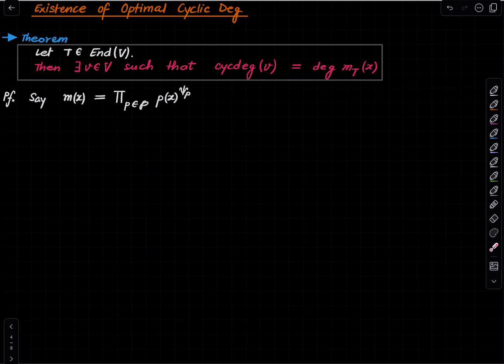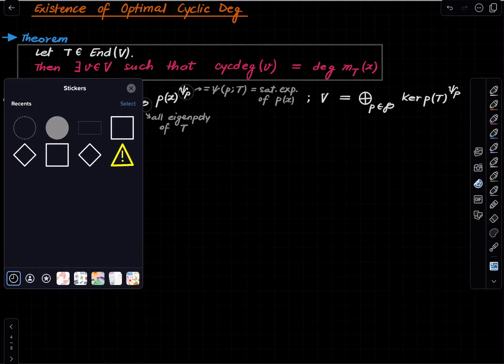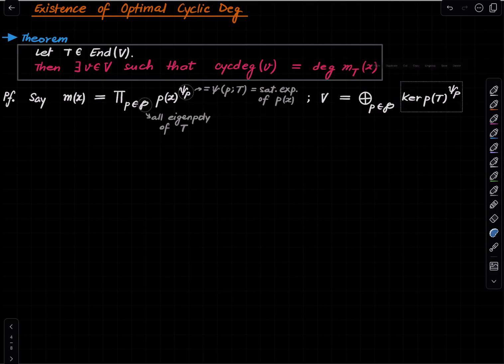So what have I written? Let me make that precise. This is the set of all the eigenpolynomials of T. So that's a notation. And this thing over here is the saturation exponent of P. Okay. All right. And we know by the primary decomposition theorem that the vector space is the direct sum, right? And another notation that we will develop here, that thing is what we will call VP. Convenient notation, that's all.